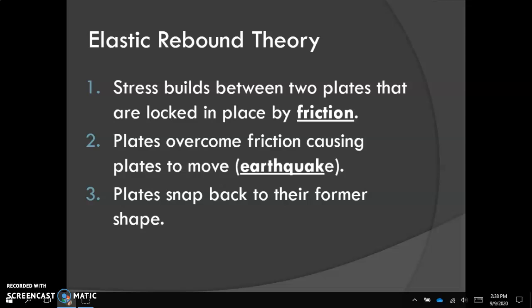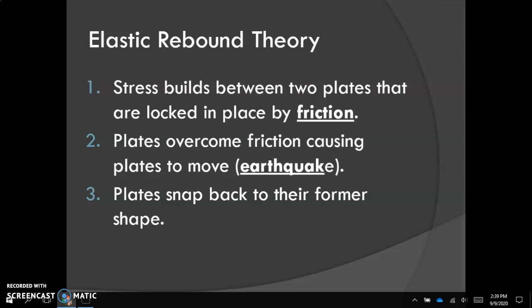There's something we need to know about called the elastic rebound theory, and this happens when an earthquake occurs. Step 1, stress will build up between two plates that are locked in place by friction. The plates are moving past each other and they're locked in place, so the stress just builds and builds and builds. Eventually we get to step 2, where the plates overcome that friction and it causes a shift in the plate. The plates will actually move, and this movement will create those vibrations, which we know as an earthquake. And then finally, the plates will snap back to their former shape. So we've got those 3 steps.